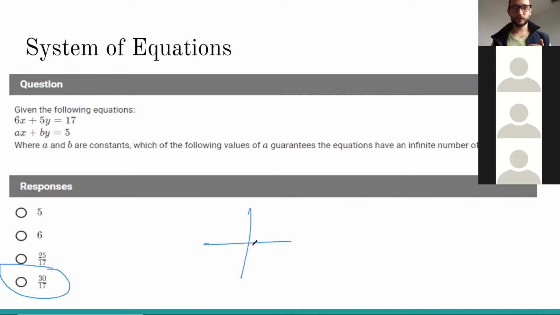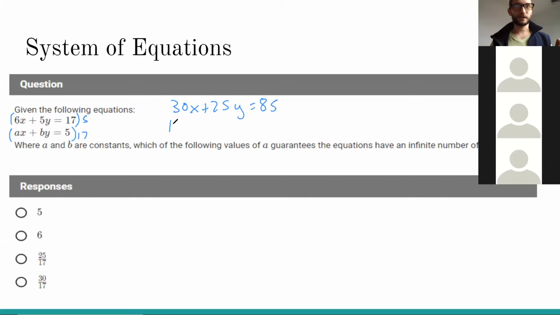So if you have a graph, this is one equation. The other equation is going to be that exact equation because they're always intersecting. So you want to multiply the top equation by 5, the bottom equation by 17. So we get 30x plus 25y equals 85. And then 17ax plus 17by equals 85.